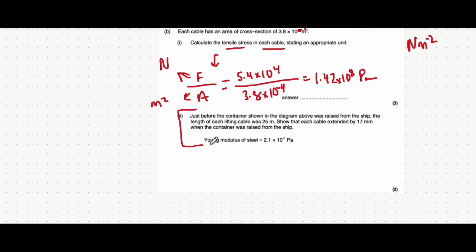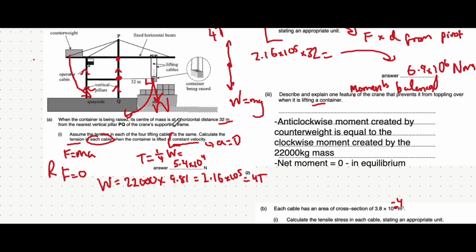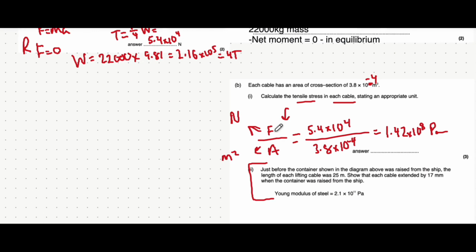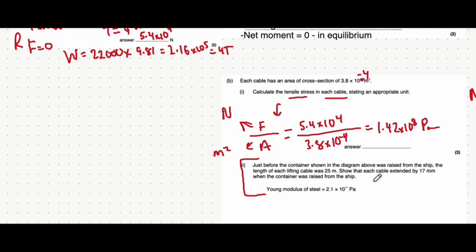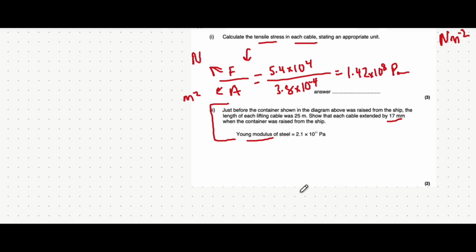Lastly, it's told you just before the container shown in the diagram above was raised by the ship, the length of each of these cables was 25 meters. Show that each cable extended by 17 millimeters when it was raised from the ship, and it tells you the Young's modulus. Well, let's break this Young's modulus equation down to make extension the subject.